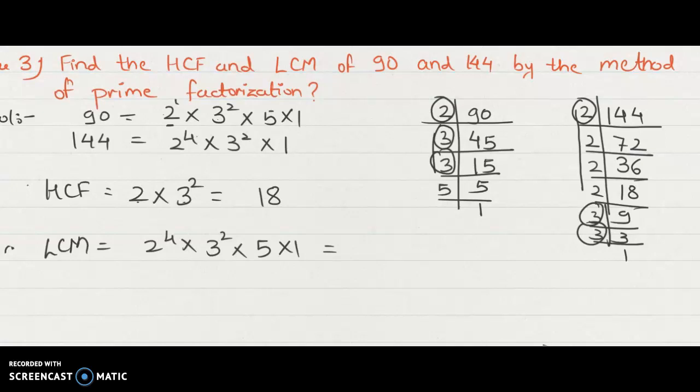2 2s are 4, 2 4s are 8, 2 8s are 16 and 3 3s are 9 into 5. So what is the answer? 16 times 5: 5 6s are 30, carry over 3, 5 1s are 5, plus 3 is 8, and into 9. So 8 9s are 720 will be the LCM of the given numbers. Okay.